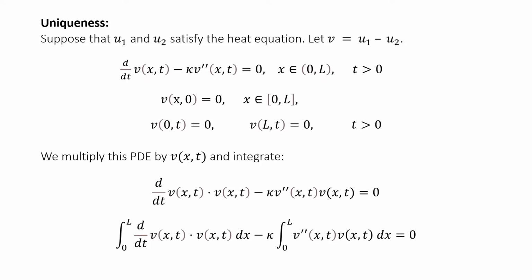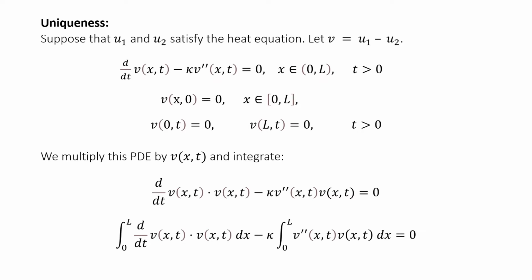Now, since u1 and u2 satisfy the same heat equation with the same source term and the same initial data and same boundary values, we already know that v satisfies another differential equation, namely the first derivative in time of v, d over dt v(x,t), minus kappa times v''(x,t) equals 0 for all x in the interval and for all positive times. So v solves a homogeneous heat equation, where the source term is 0.